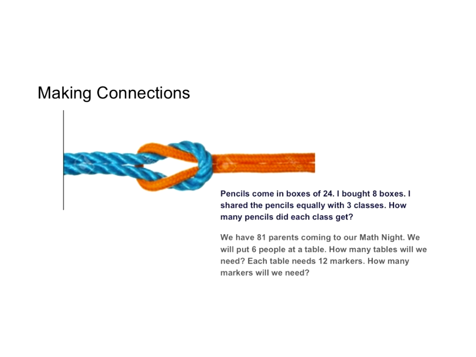This one, 81 parents coming to our math night. We know the total. We're going to divide by 6, put 6 people at a table. How many tables will we need? And now we have the number of tables. Each table needs 12 markers. How many markers do we need? So this one is division first and then multiplication. Okay. Yeah, using them both in the same question.